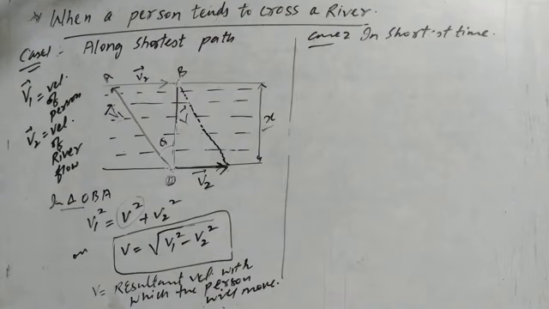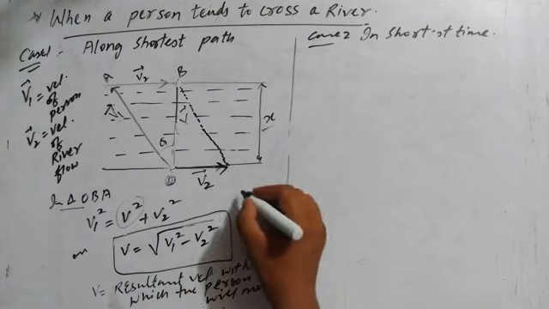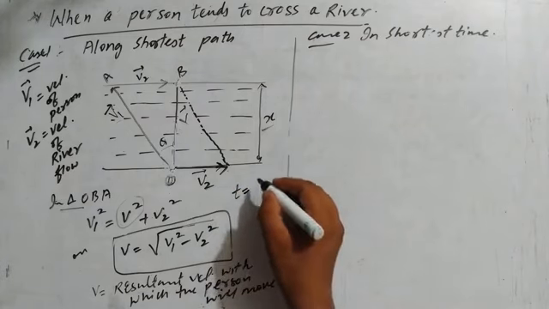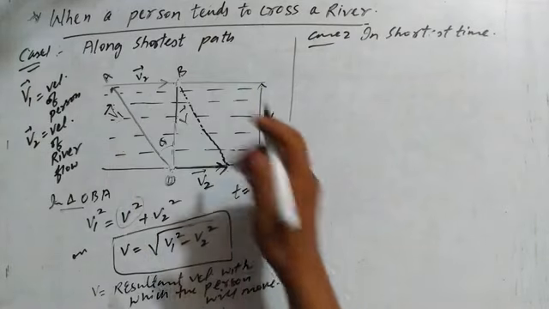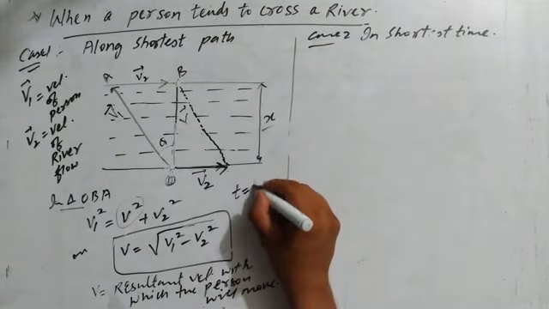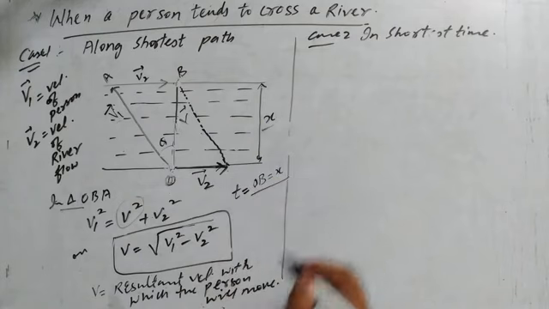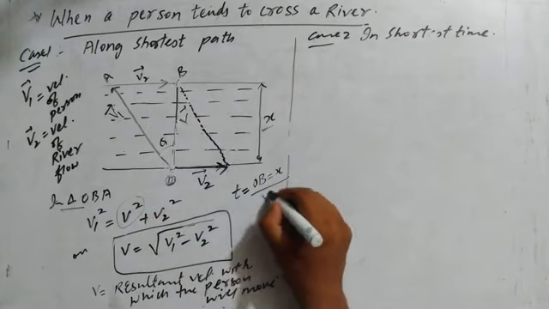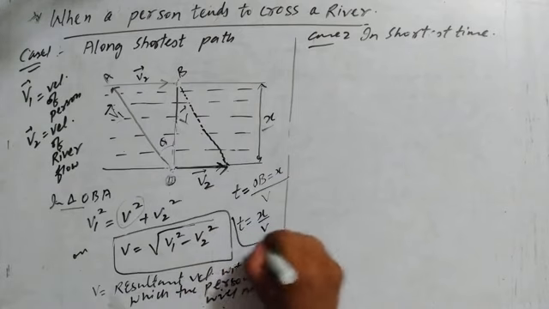Now we can easily find out the time in going from O to B. So time is given by distance upon velocity, and the distance between the two ends, that is OB, equal to x, upon velocity. This is the resultant velocity v. So t becomes x upon v.